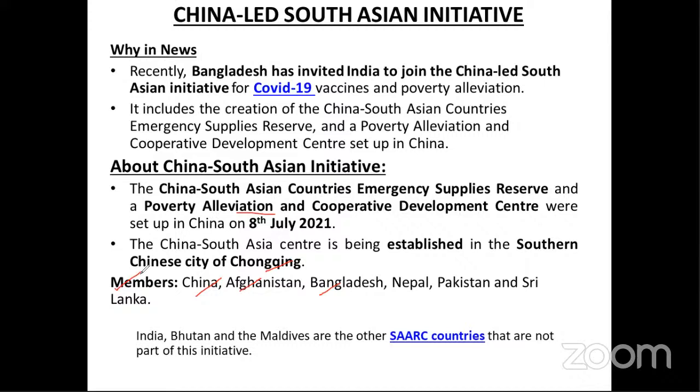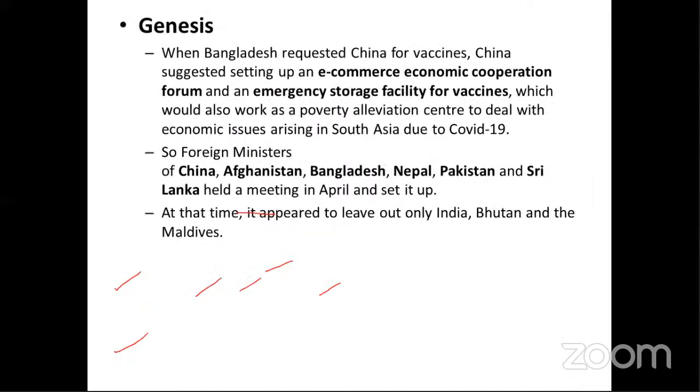Bangladesh has given a proposal for India to join the China-led South Asian Initiative. So the present members of this initiative are China, Afghanistan, Bangladesh, Nepal, Pakistan, and Sri Lanka. Now, India, Bhutan, and Maldives are other SAARC countries that are not part of this initiative. This is a very important statement. They are part of the SAARC countries, but not members of the China-South Asia Initiative. So, when was it set up, and what is the purpose, the genesis?